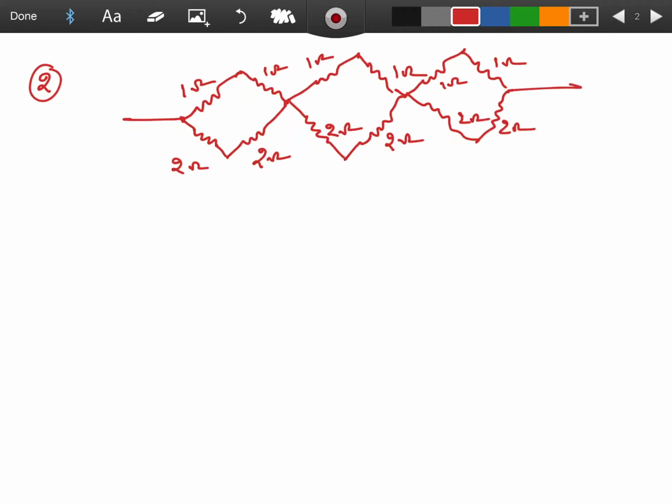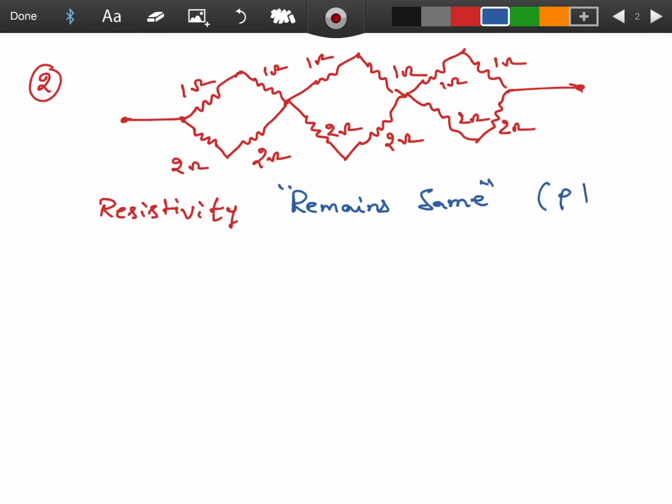They are asking to find what is the effective resistance between the 2 points and the resistivity. See, very simple thing. Resistivity depends on the nature of the material. Here the entire material remains the same. Material is not going to change. Then resistivity remains the same. Why? Because material is not going to change. Then your answer should be rho only.